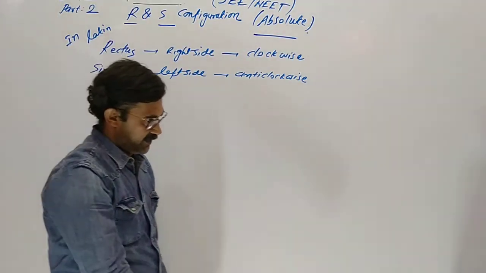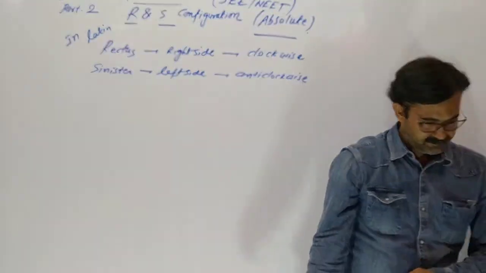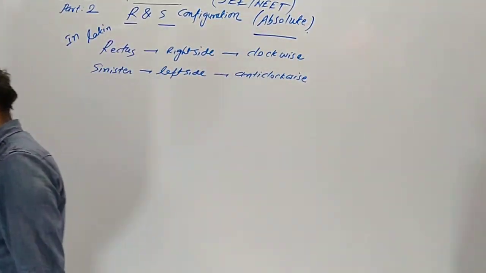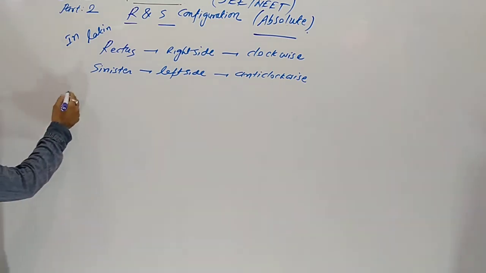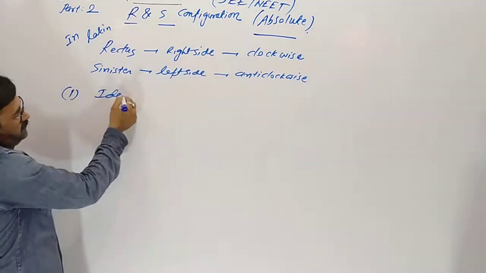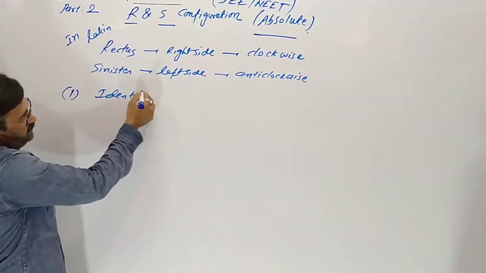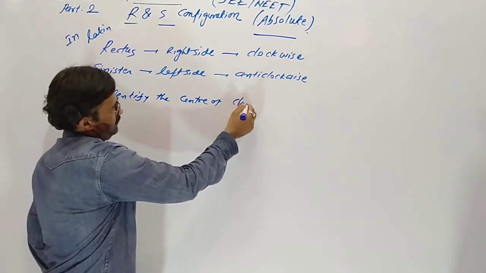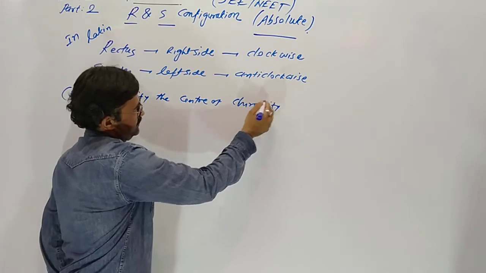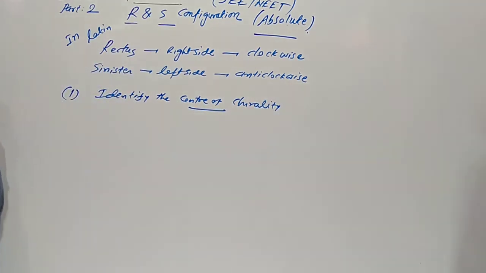Many scientists have developed this method. In this method, two points you have to remember. The first point is to identify the center of chirality, meaning we first have to define the chiral carbon.